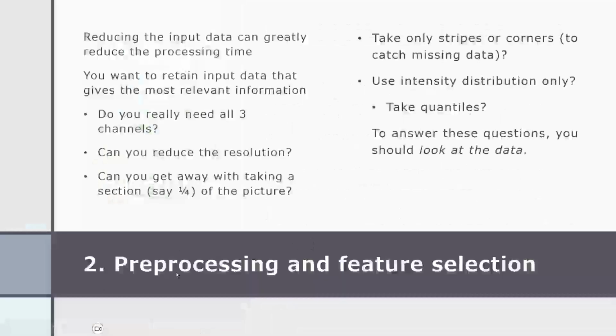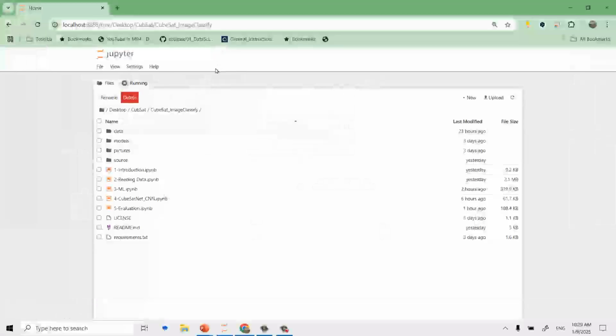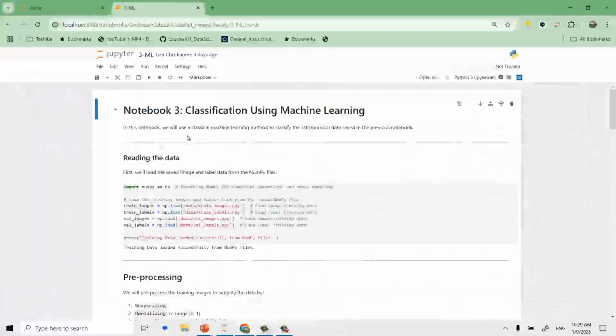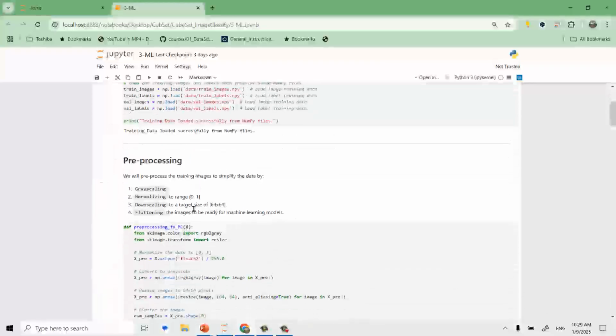All right, so first let's talk about pre-processing and feature selection. Okay. Now, reducing the input data can greatly reduce the processing time, and this holds no matter what type of algorithm you use. However, you don't want to reduce the input data too much. If you looked at Notebook 3, you have seen an instance where the data was reduced too much. If I go there, you can see this. In this case, you had the downscaling to target size 64 by 64. Now, the original image was 512 by 512.